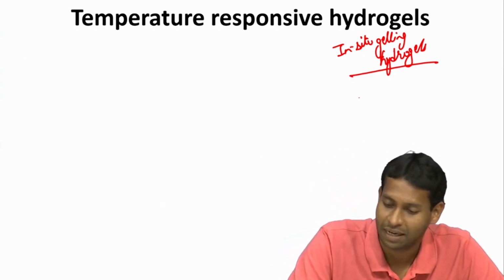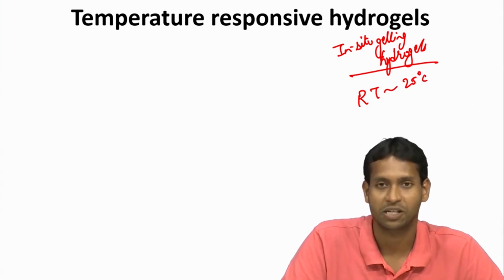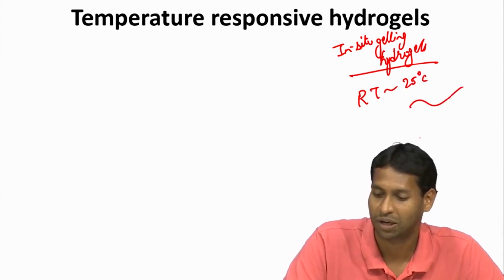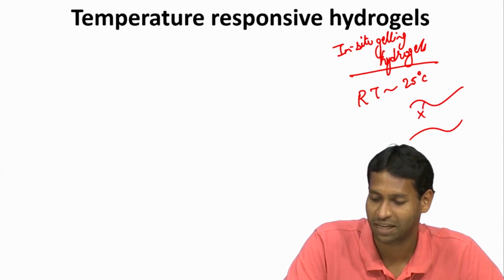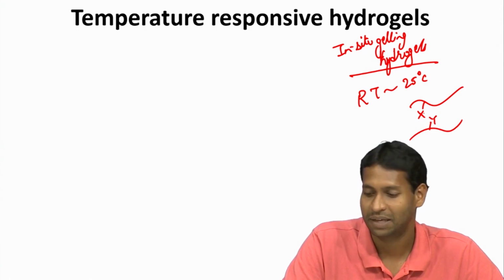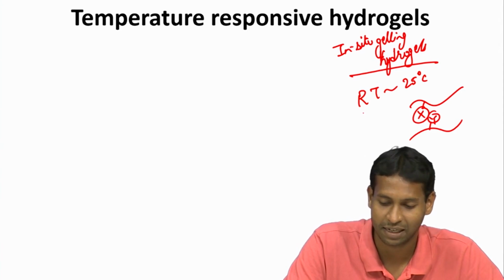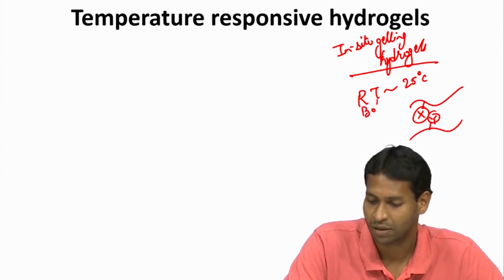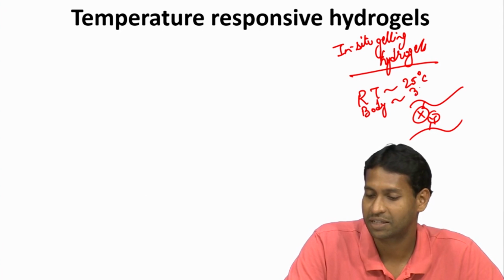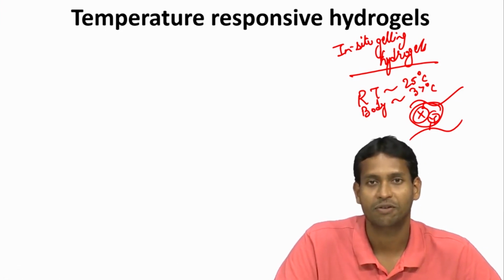So, maybe at room temperature, which is let us say 25 degrees Celsius, you have a reaction that is extremely slow. Maybe you have two polymers with two functional groups X and Y which react to form a gel, but the X and Y reaction is slow at room temperature. Once you inject it in the body, the temperature has increased to 37 degrees Celsius, and then this can happen at a much faster pace and you will have gelation at the site of injection. So, that was one thing we have already talked about in terms of temperature responsive hydrogels.